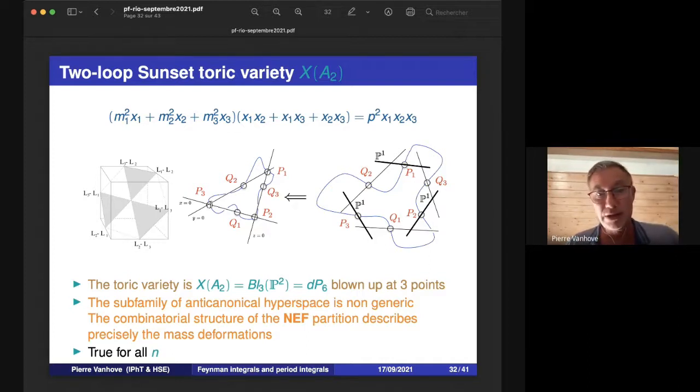coordinate hyperplane. So you have to do some blow up, and when you do the blow up, you do the blow up at 3 points. So you have 3 P1s, and then you get this dP6.